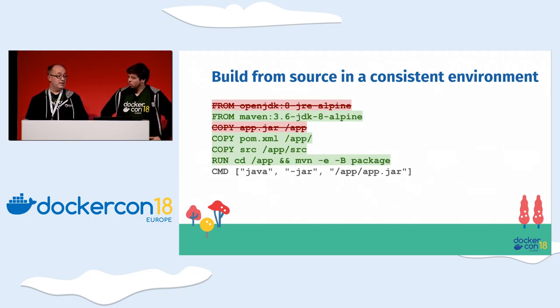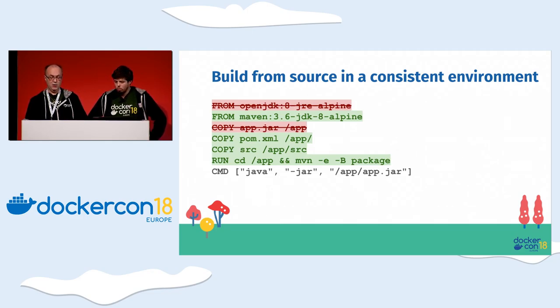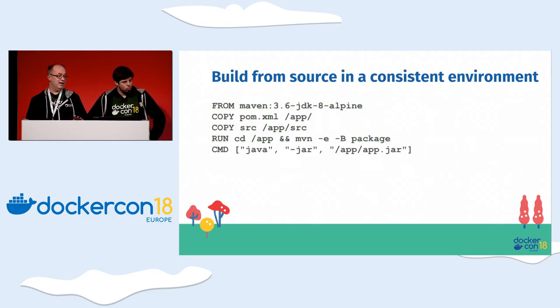So to do this, we switch from the OpenJDK image to the Maven image. And Maven is a build tool for Java, in case you didn't know, and we still picked the Alpine version, so it's still small. And there's a couple of other changes in there. First of all, we add the pom.xml, which says which dependencies Java needs. The next line copies the source code in there, and finally, the application is built, and the default command is set again.